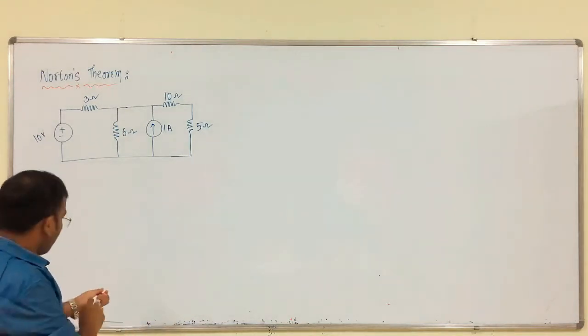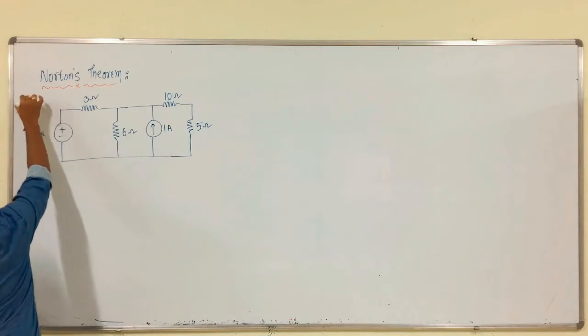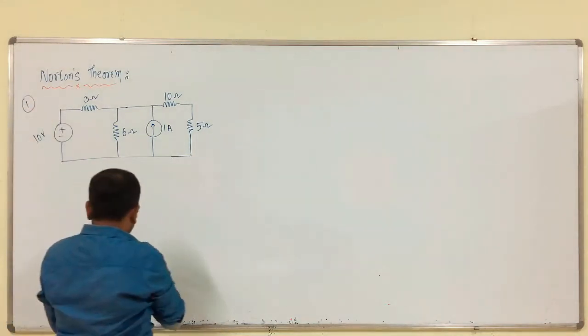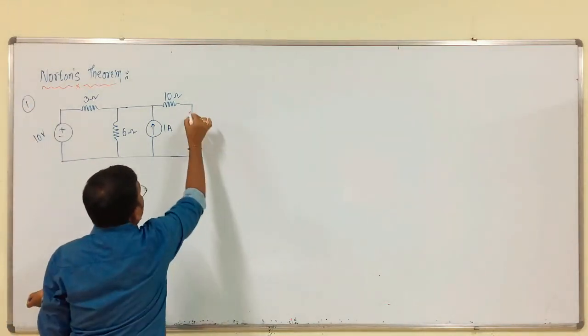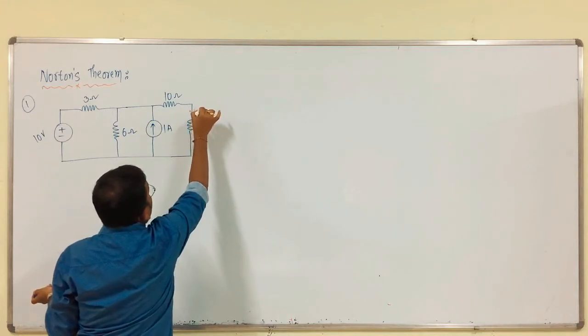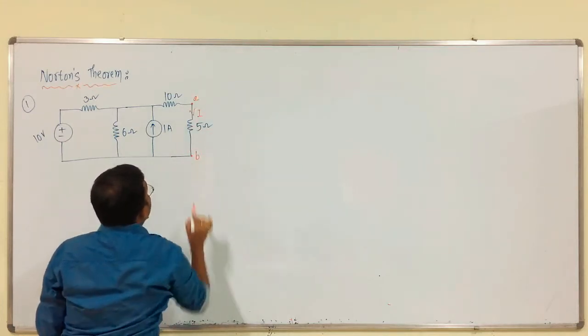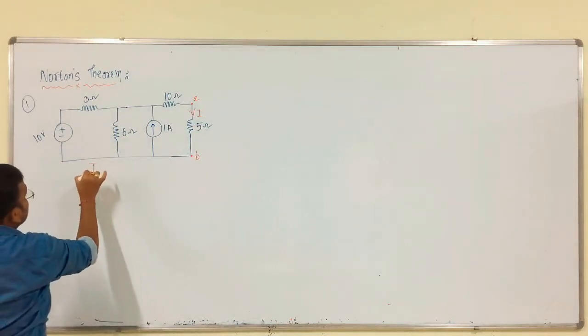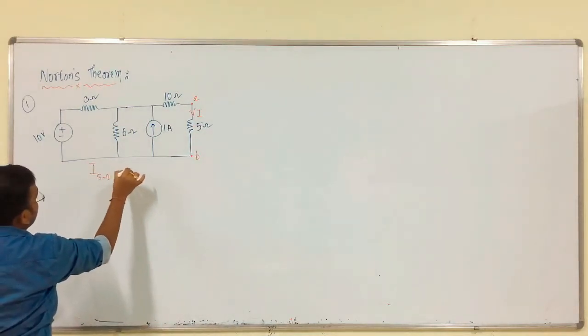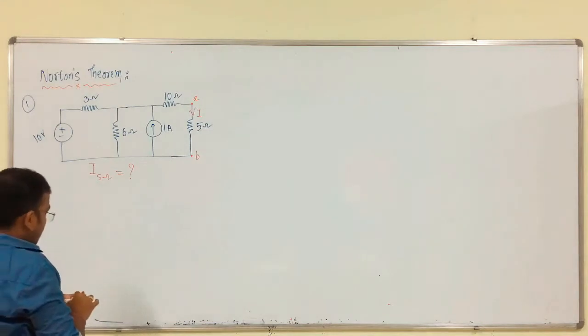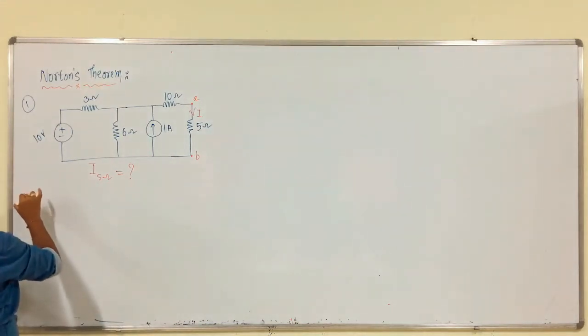So, this is the first problem. From this we have to calculate the current through this branch, okay, current through this branch. This is A, this is B. Then the current through this 5 ohm branch we have to calculate. Okay. Solution.